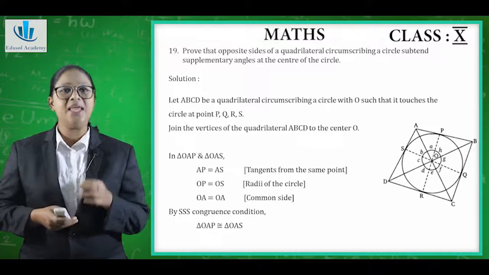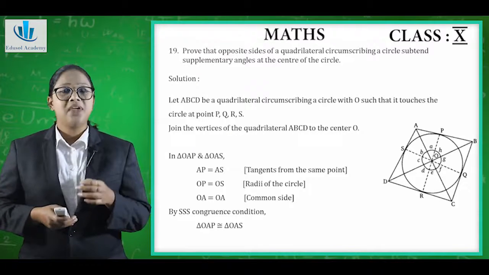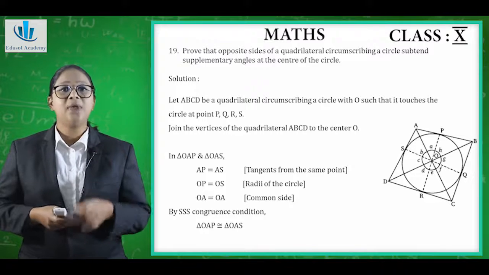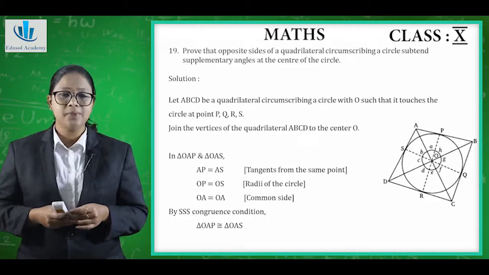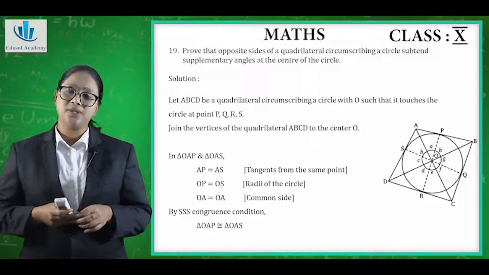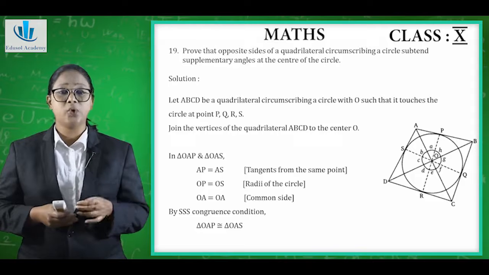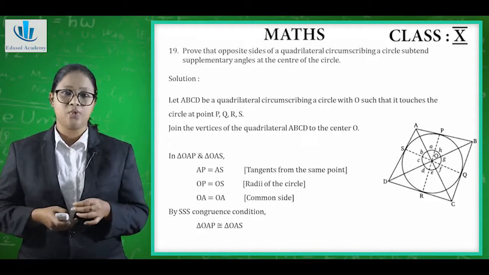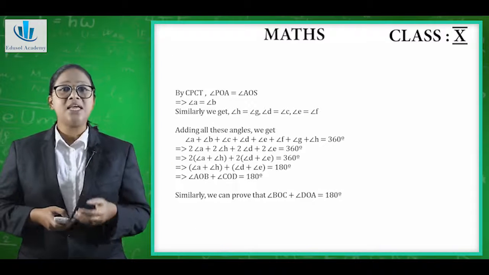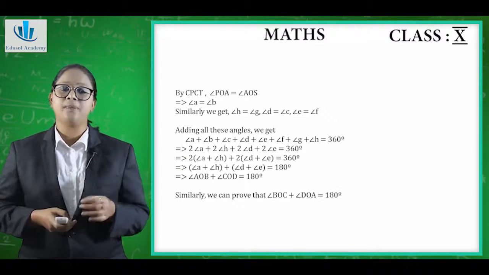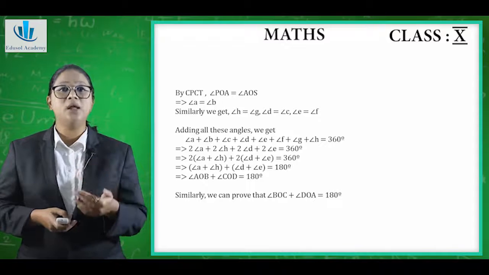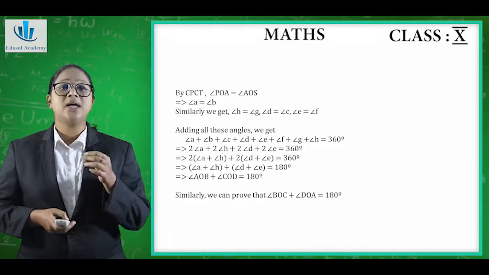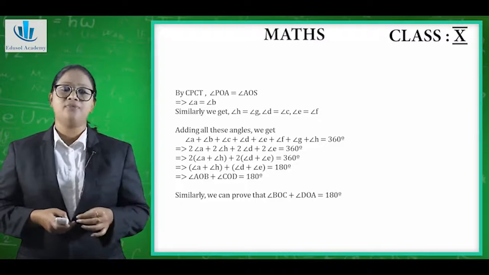Now we may take two triangles. In triangle OAP and triangle OAS, we have AP equal to AS, as they are tangents from the same point A, then OP equal to OS, radii of the same circle, and OA is equal to OA as a common side. So by RHS Congruence Criterion, we can prove that triangle OAP and triangle OAS are congruent. So by CPCT rule, we can say that angle A is equal to angle B. Similarly, for other triangles as well, we can prove that angle H is equal to angle G, angle D is equal to angle C, and angle E is equal to angle F.